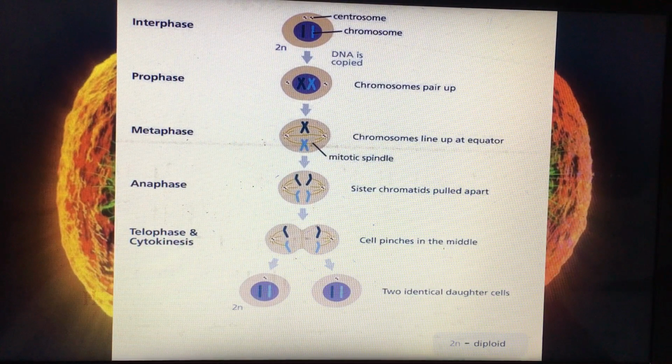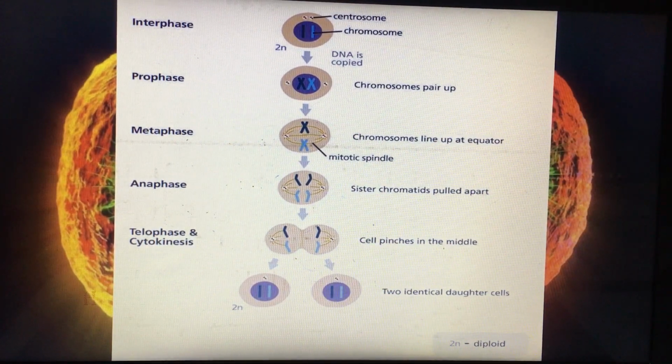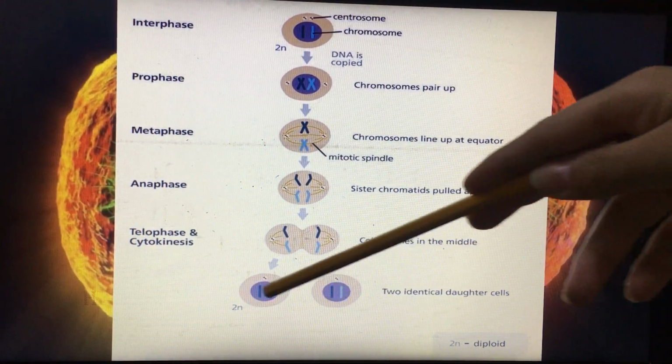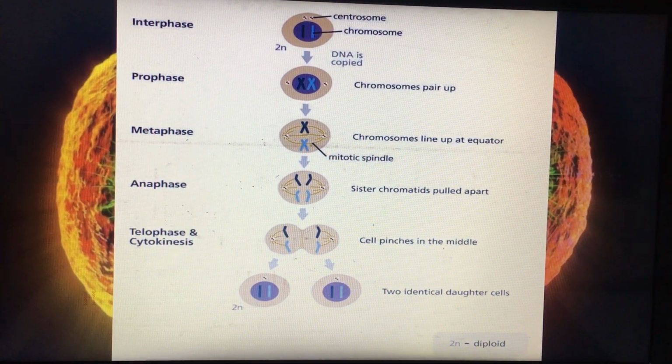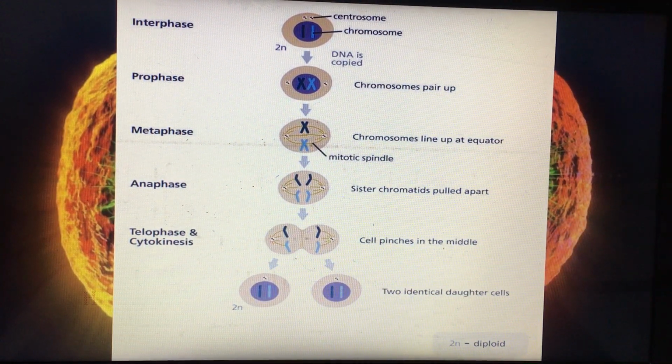Those two new cells are identical to one another. Look at the two cells: they are identical to one another and also identical to the parent cell. This is the parent cell and those are the daughter cells, so they are the same. All of them have the same number of chromosomes. So the daughter cells and the parent cell have the same number of chromosomes.